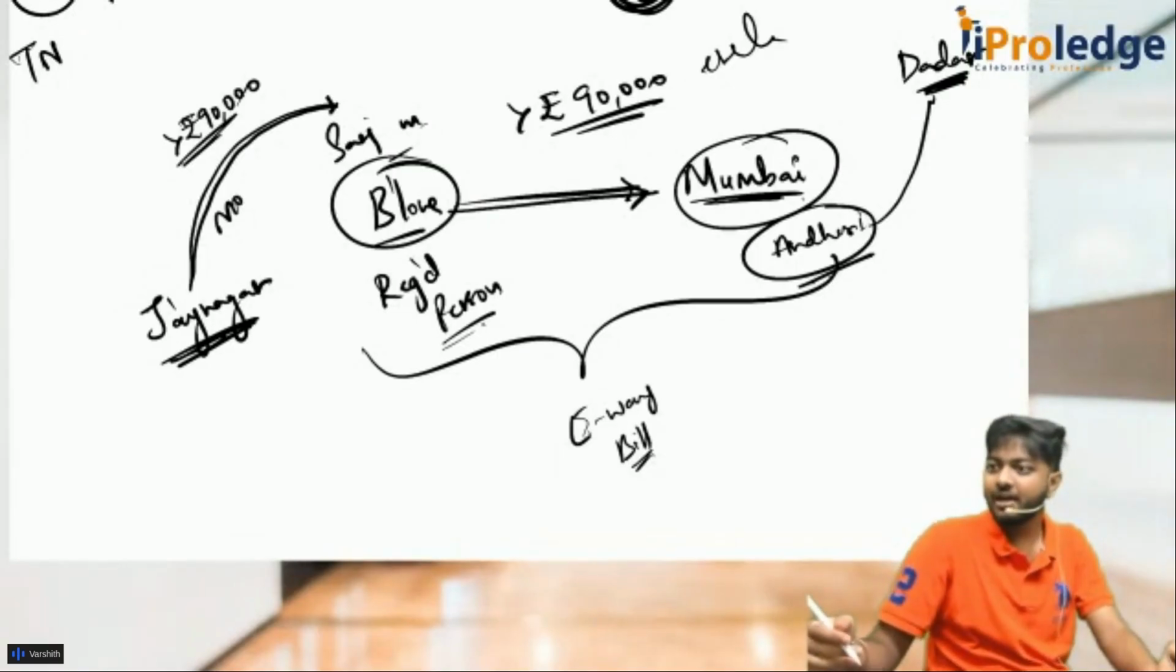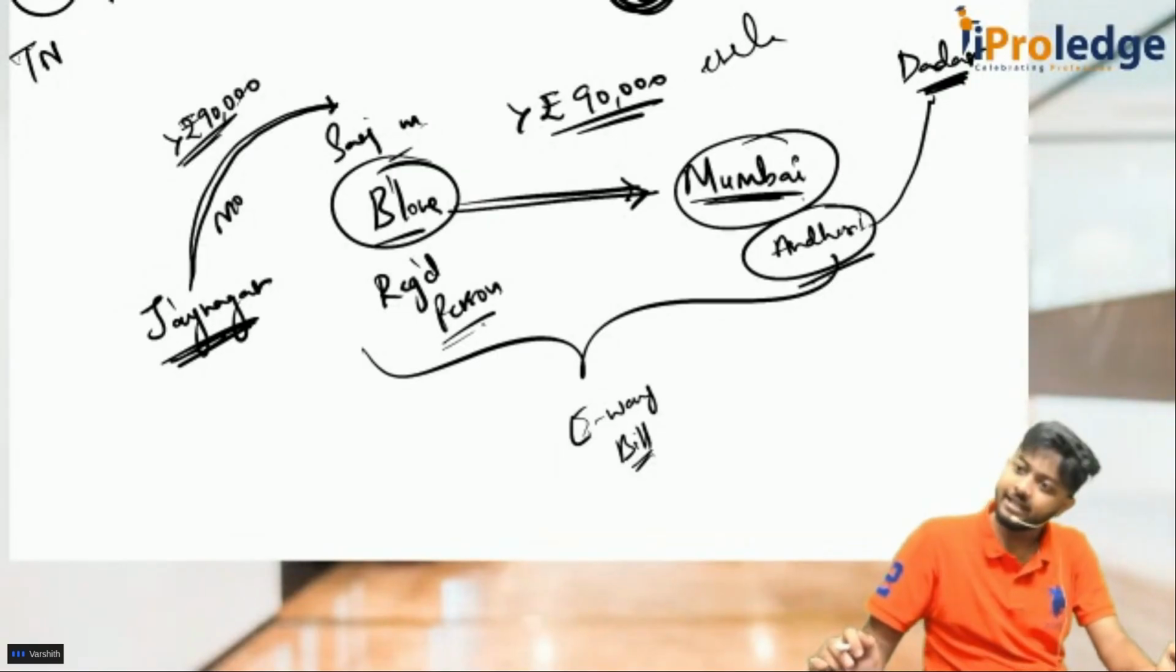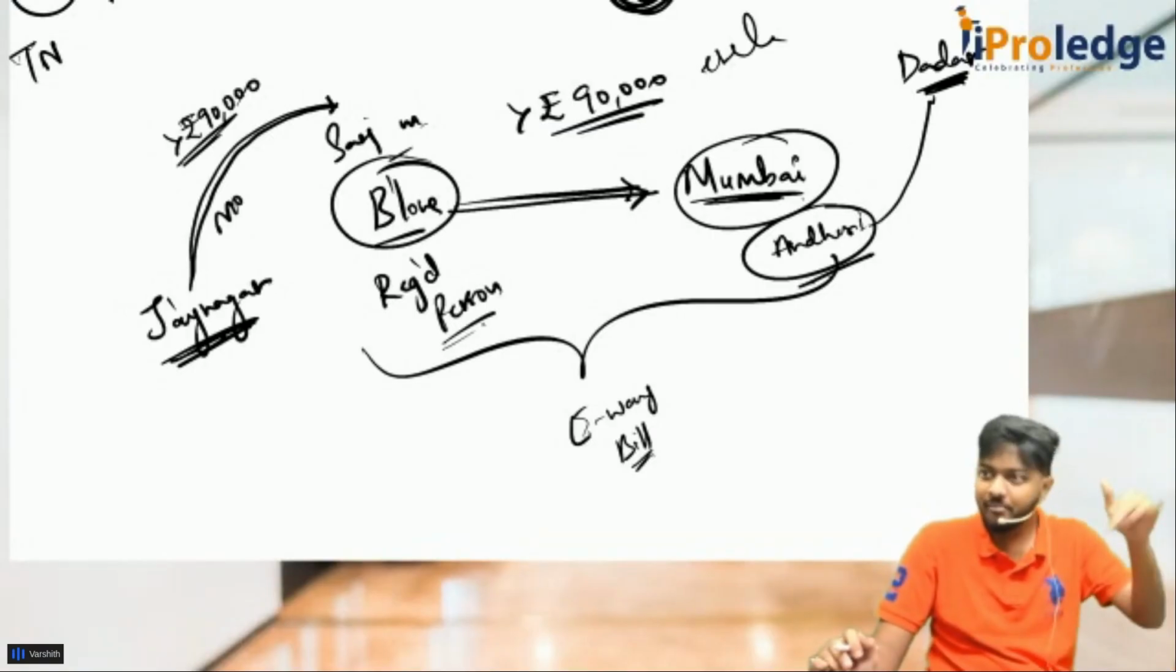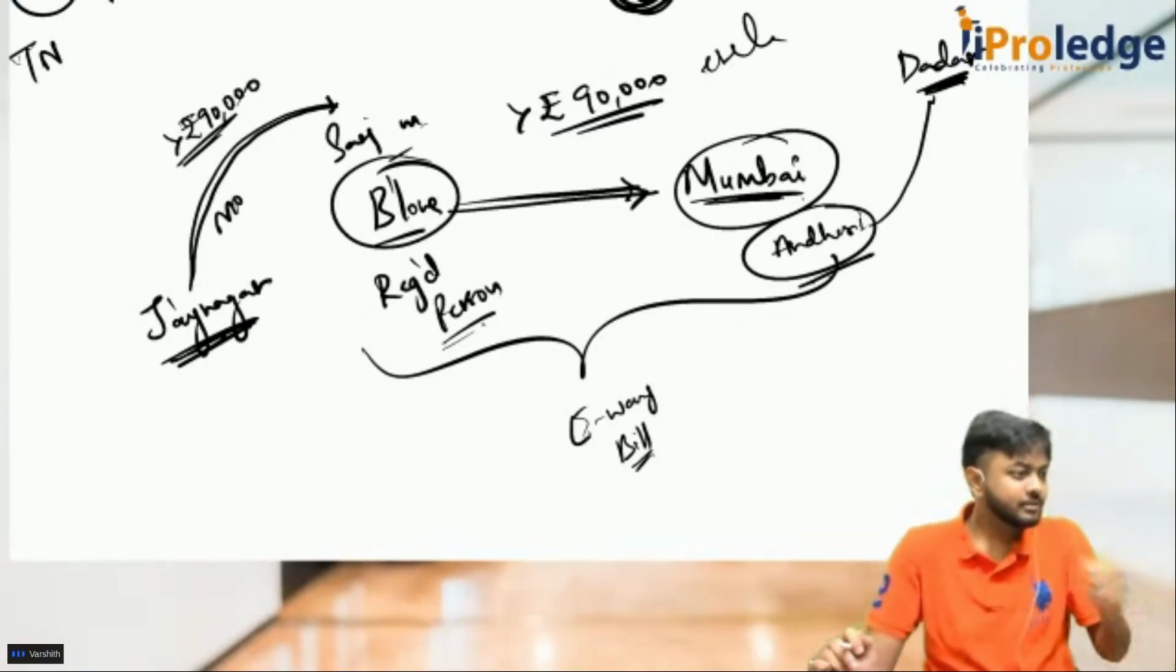Yes, it is movement from there to here as well, so the e-way bill should be generated for coming back also. Okay. Anything else?